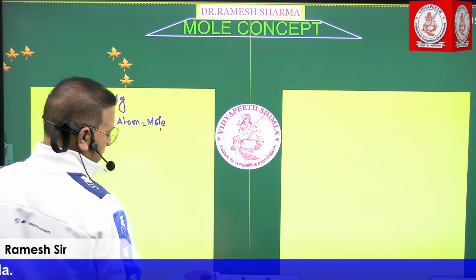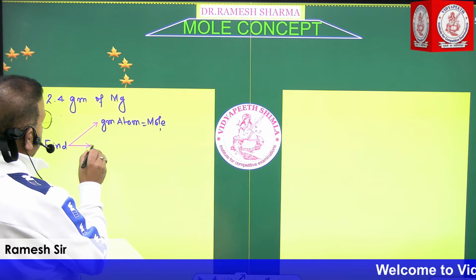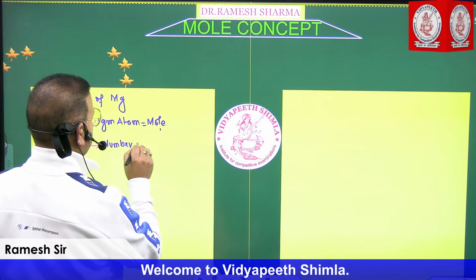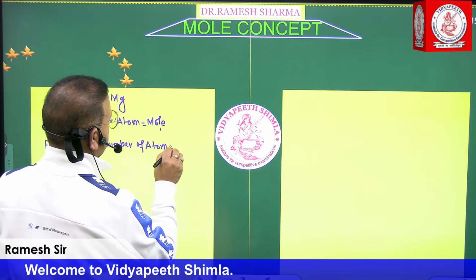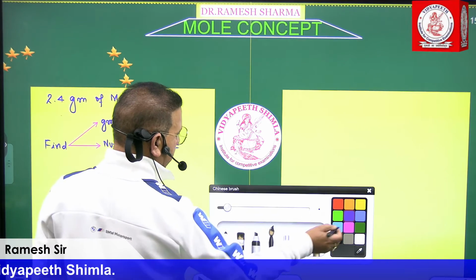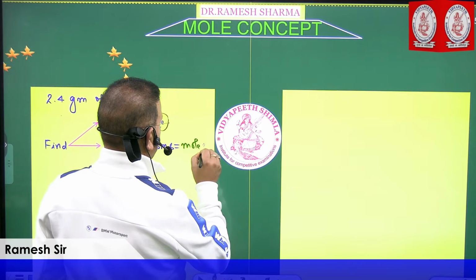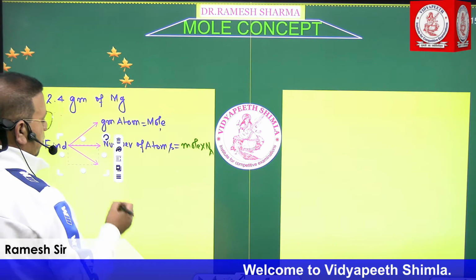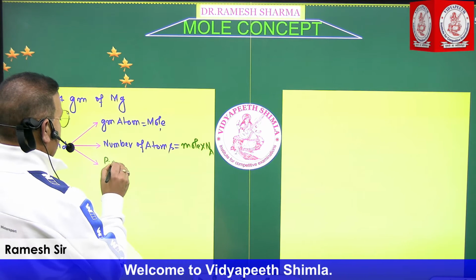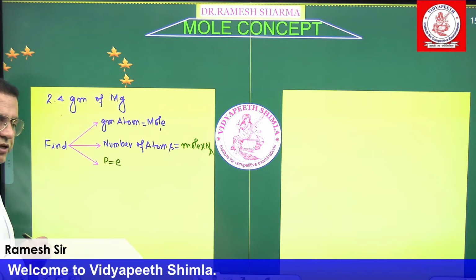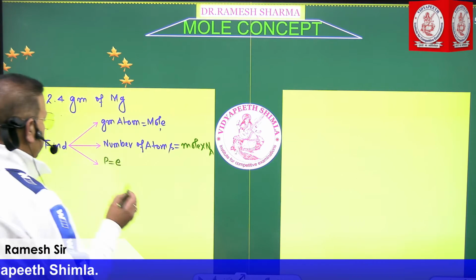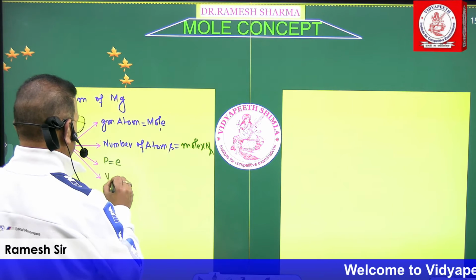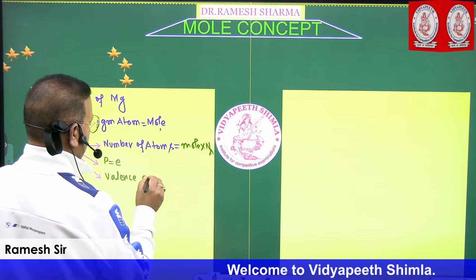Getting? He is saying find out number of atoms, for which we will first find out mole. So it will be mole into Na beta. Yes, no? Then he is saying find out protons. And as atom is neutral, find out electrons, they will be same. And then he is saying find out valence electrons. Getting or not?